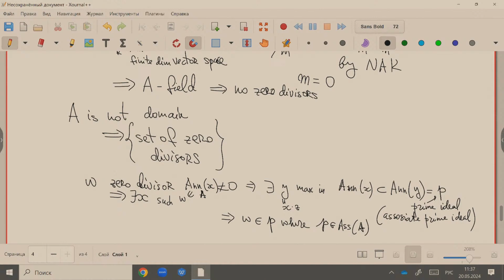So now you see that this set of zero divisors is contained in the union where P runs through the set of associated prime divisors of A. And notice that any such P is, of course, a zero divisor because it is the annihilator of some element.